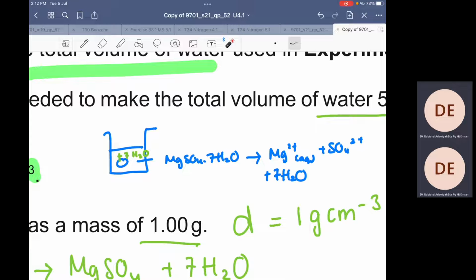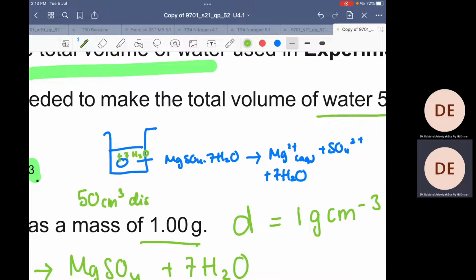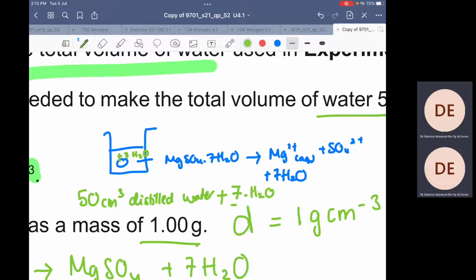Okay, so the problem is, if I add 50 centimeter cube of distilled water to the hydrated solid, there will also be 7 moles of H2O. So the total volume will not be 50. The total volume will be more than 50. So the question is now asking, if I want the total volume of water to be 50, how much distilled water should I add?